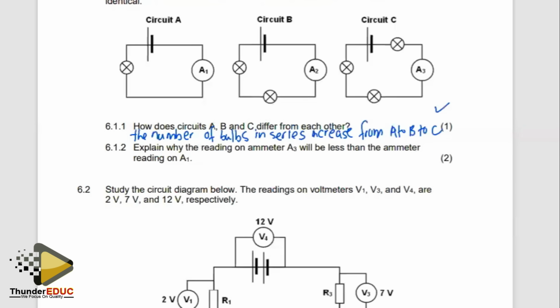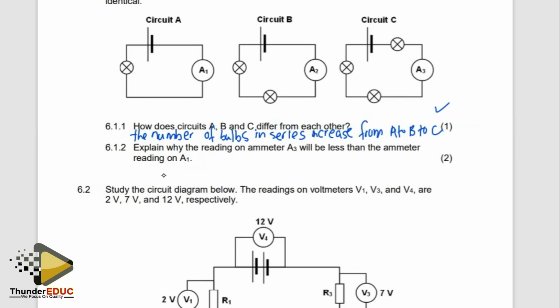Explain why the reading on ammeter 3 will be less than the reading on ammeter A1. If you check very well, you see that we have more bulbs. We have more resistors in series there in circuit C. So we have more bulbs, therefore the ammeter reading will be less there. So let's just write the answer that we have more bulbs there.